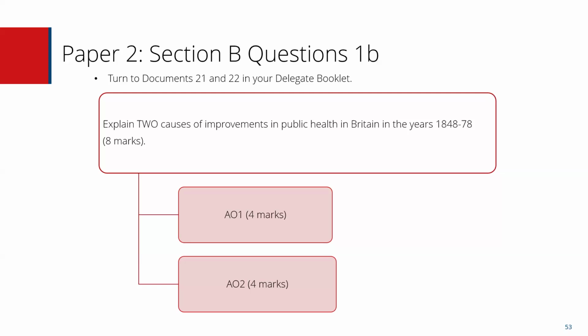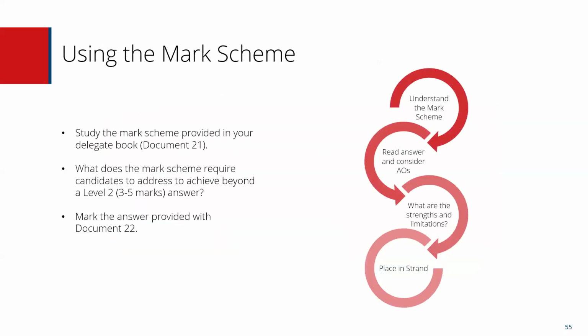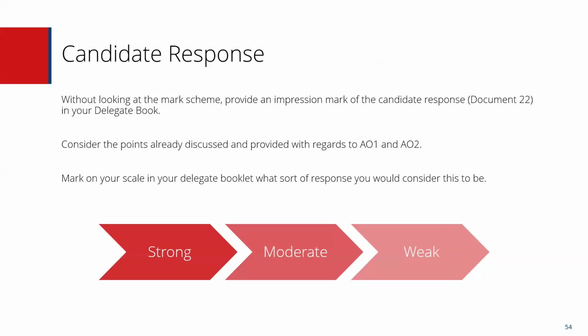So the assessment objectives are split evenly. Have a look at document 22 and the candidate response. The reasons why there was an improvement. It starts. And see what you think, strong, moderate, or weak. You're looking for, is it explaining the causes clearly? Is it providing detailed, specific information to support it? If it is, it's level 3. So hopefully you can see in this one, yes, it is.